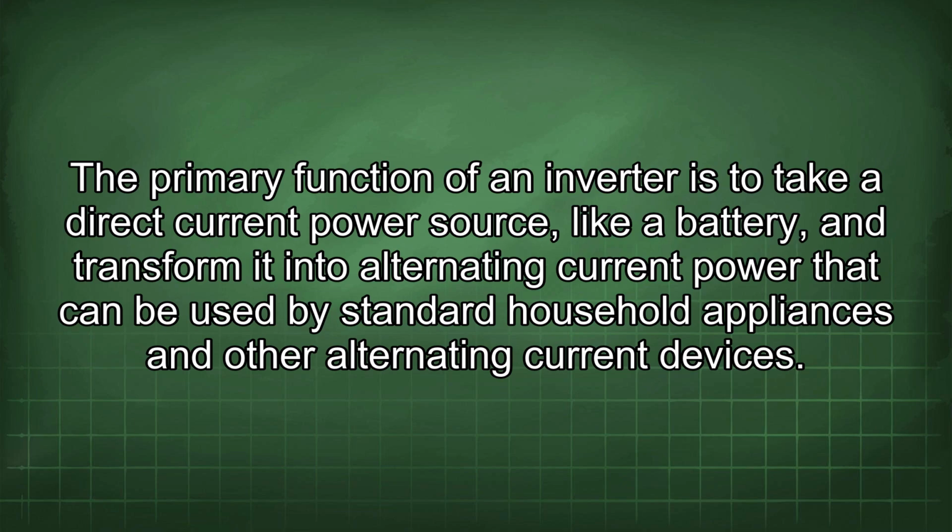The primary function of an inverter is to take a direct current power source, like a battery, and transform it into alternating current power that can be used by standard household appliances and other alternating current devices.